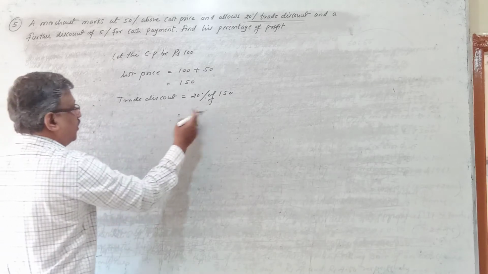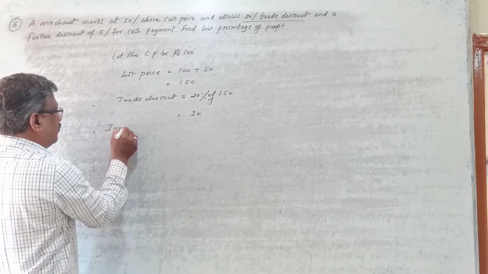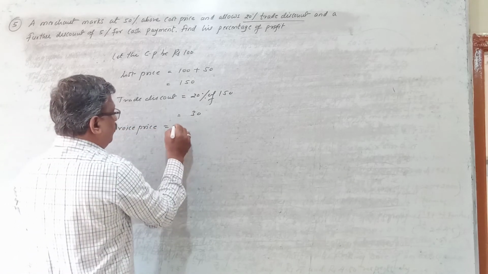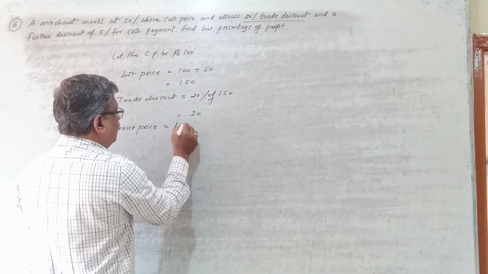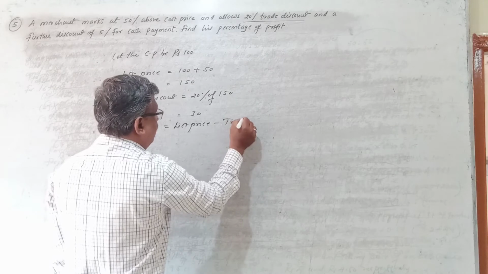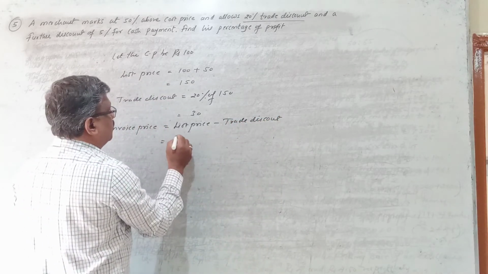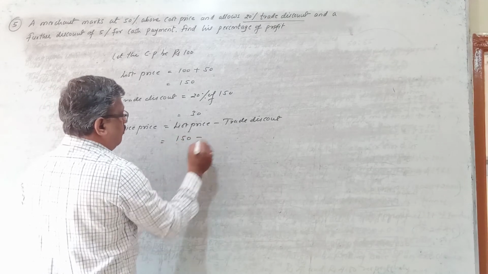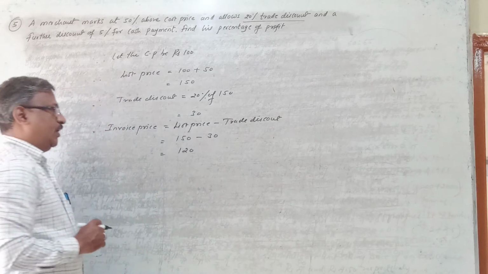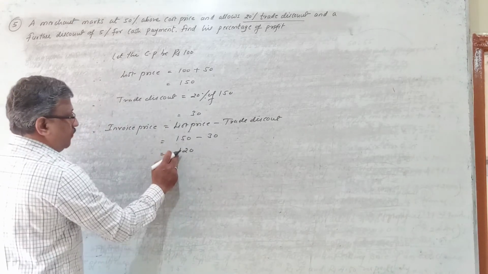So if he is giving 30 rupees discount, find out what should be the invoice price. Invoice price is equal to, from the list price you minus the trade discount. So my list price is how much here? 150 minus trade discount, how much? 30 rupees. So if you minus, our invoice price comes to 120 rupees. Now invoice price is known.